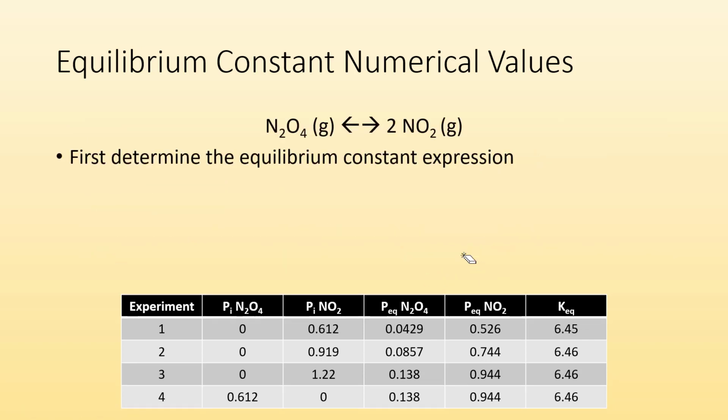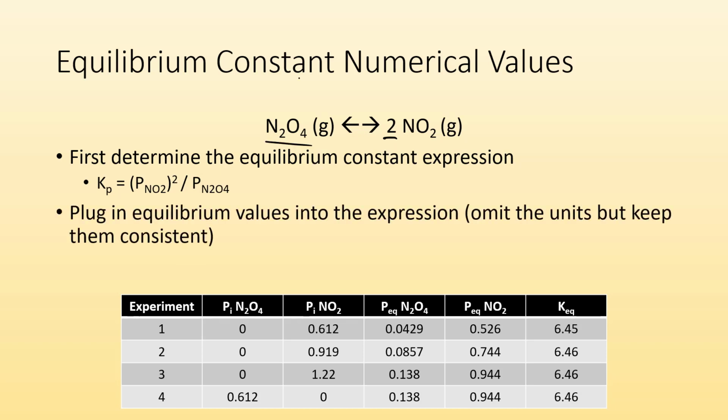So first, determine the equilibrium constant expression. So if this is my equilibrium, you can figure out the equilibrium constant expression based on that. It's going to be the pressure of the product to the second power because of that 2, divided by the pressure of the only reactant there. So now to get the KEQ value, you just pick one of these experiments. They'll give you equilibrium values and you just plug it in. So I'm going to go with trial 1, because why not? So I take the pressure of the product, square it, I just plug in my values and then I get my KEQ value. And there you go.